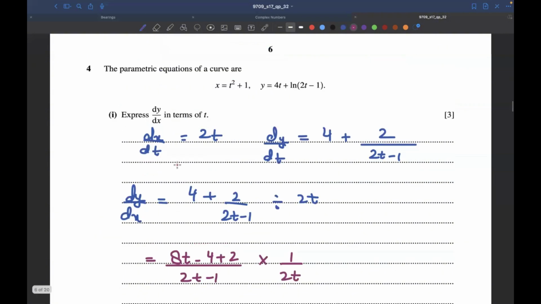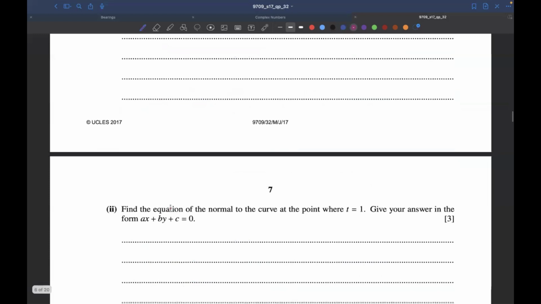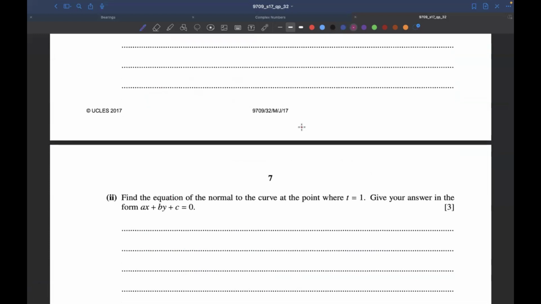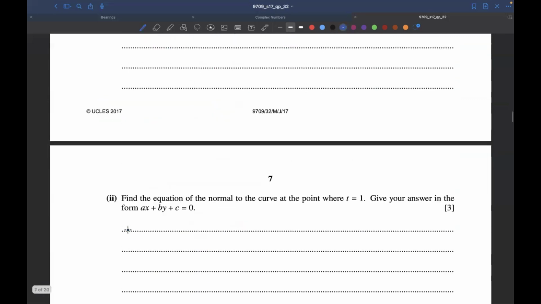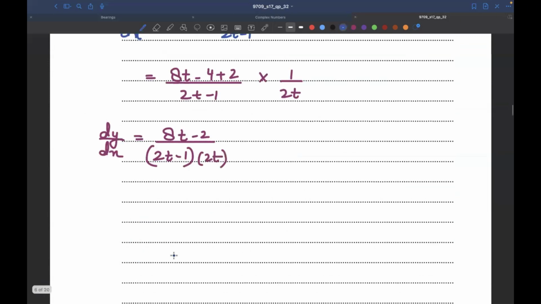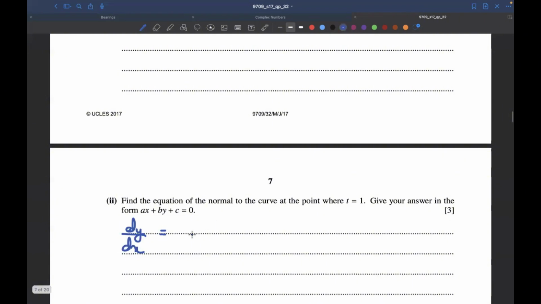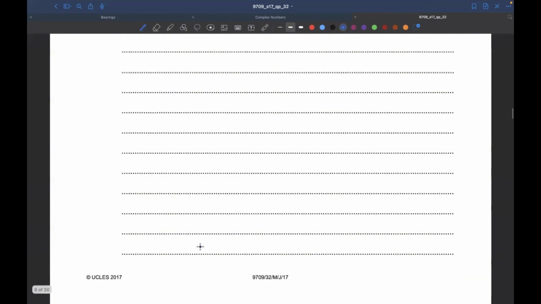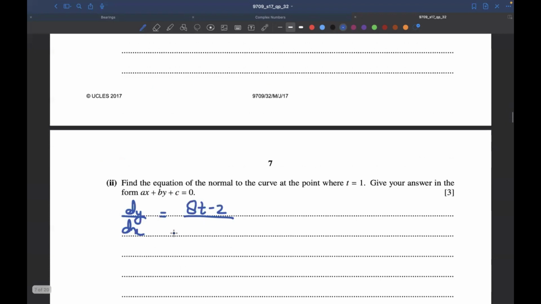Now, once we have the dy by dx, in part 2, it says find the equation of the normal to the curve at the point where t is equal to 1. We already have dy by dx, which gives us the gradient of the tangent. Now, dy by dx is 8t minus 2 divided by 2t minus 1 into 2t. Substituting t equals 1, we'll get 8 minus 2 upon 2 minus 1 into 2 into 1. So this will become 6 upon 1 times 2. So the gradient will become 3.